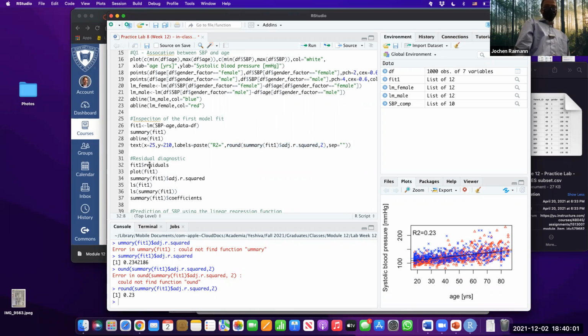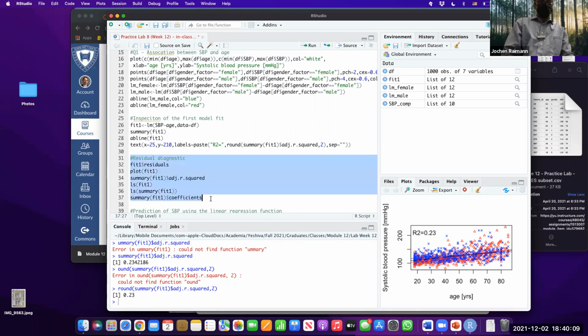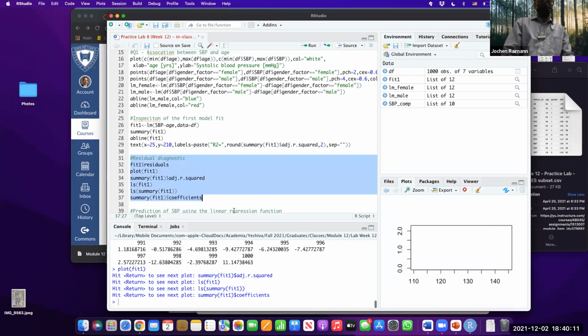What you also can do with linear models. So any questions on that? It's fairly straightforward, right? So what you also can do with linear models is you can do residual diagnostics.